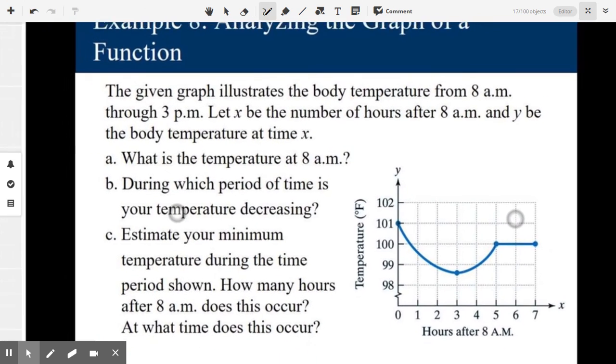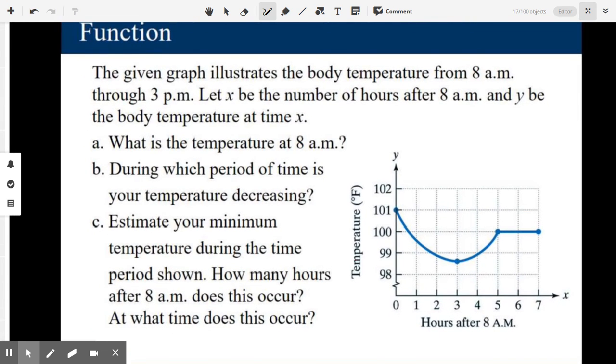All right, now the last thing is just being able to read through a problem and understand what the graph is telling us. So here's an example. This one's talking about somebody's temperature. During all this COVID stuff, this is something that's applicable. Do you have a temperature or not, or things like that? So the given graph illustrates the body temperature from 8 a.m. through 3 p.m. So we're talking about a person. Now notice this is hours after 8 a.m. This means that this is 8 a.m., 9, 10, 11, 12, 1, 2, 3. So we end up at 3 p.m. right here. That's where it ends up.